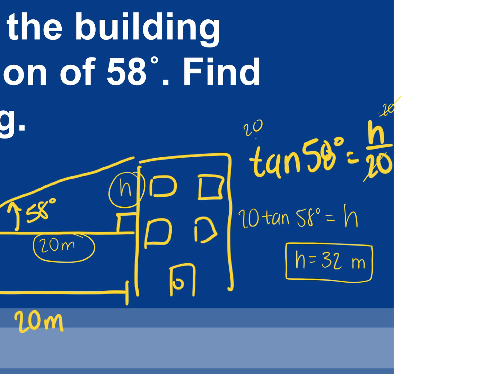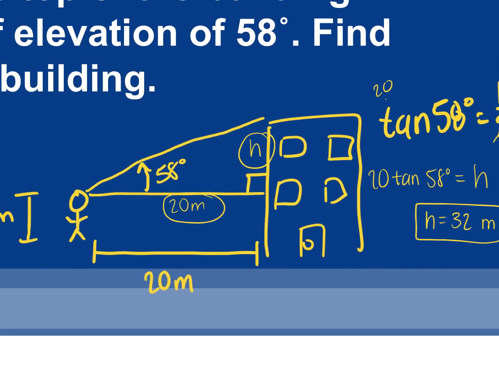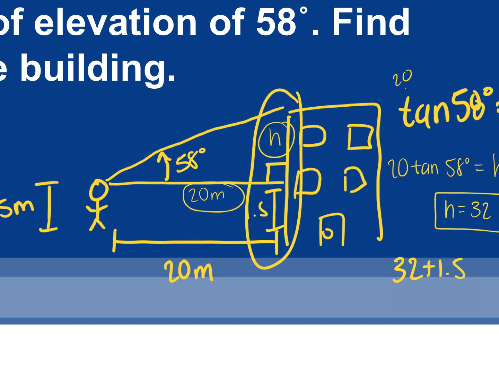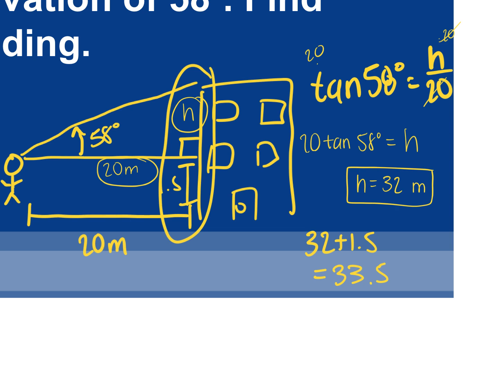Anja? Very good. You didn't add the height of the person looking at it, which was 1.5. Remember, this space right here we said was 1.5. So the full length of the building is going to be 32 plus 1.5, which gives me 33.5 meters. And this is our final answer. Okay?